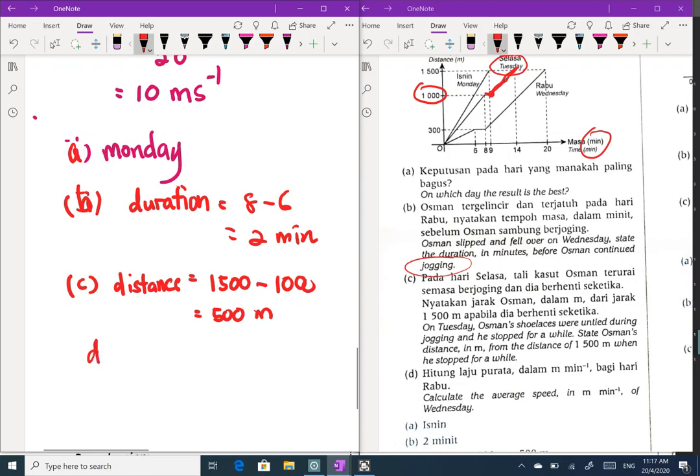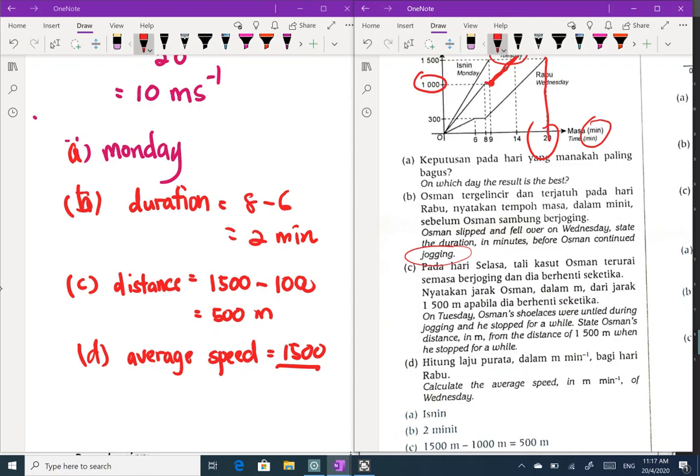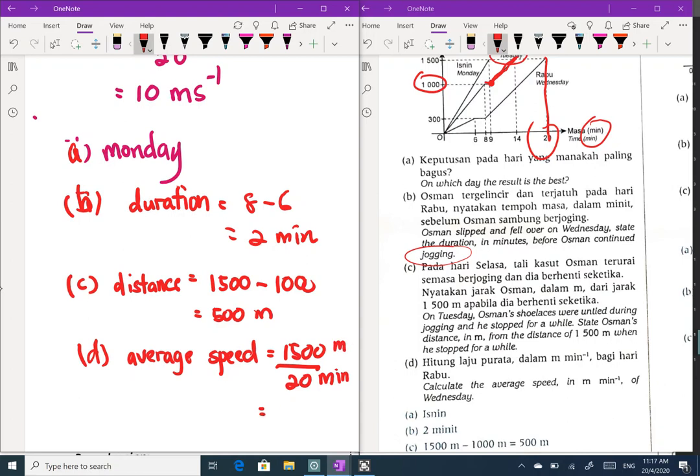D. Calculate the average speed in meters per minute of Wednesday. Okay, Wednesday. So the average speed. Total distance is 1,500. Total time that I use for Wednesday is 20 minutes. Okay, so this is meters. So I get 75 meters per minute.